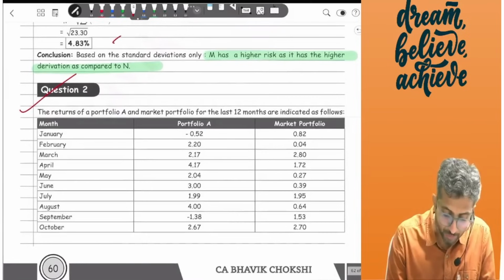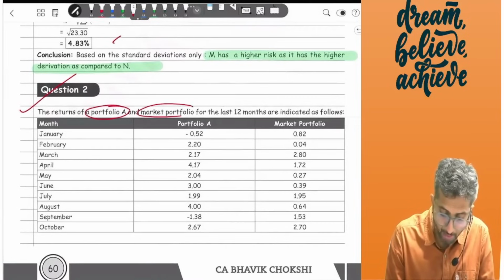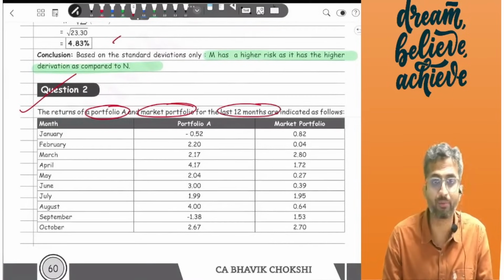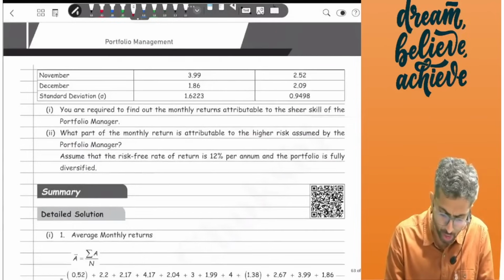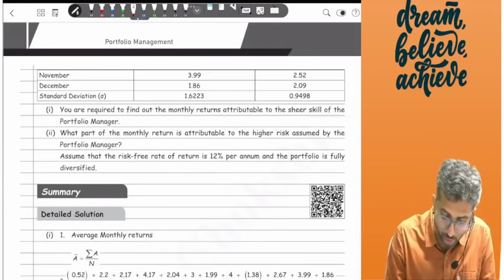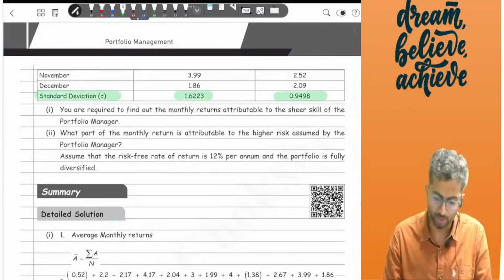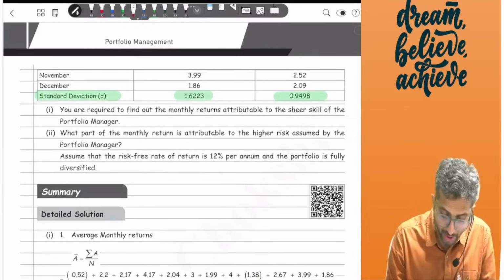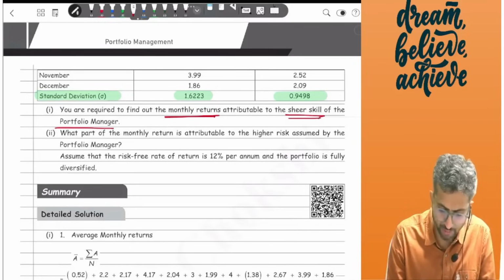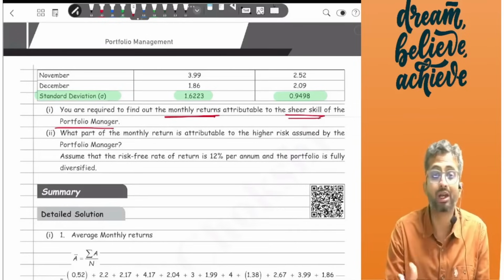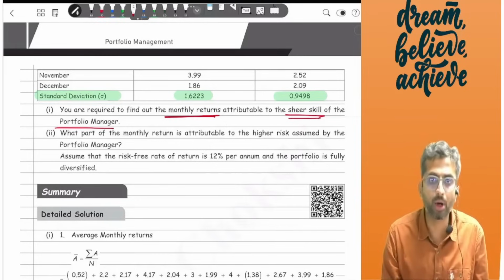You have the returns of portfolio A and the market portfolio, which are given for 12 months. Now this is a monthly return which is given for A as well as the market portfolio, and then the standard deviation is given at the end, for A as well as the market portfolio. You are required to find out how much of the monthly returns are attributable to the sheer skill of the portfolio manager. Skill means your ability to earn more than what is required.